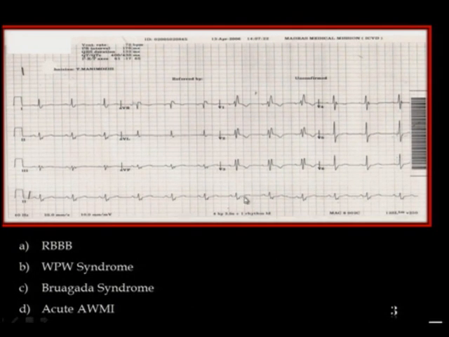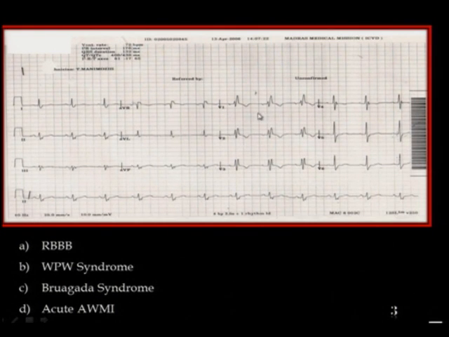It is not WPW syndrome because the PR interval is not short. The initial complexes of the QRS are not slurred. In fact, they are quite sleek, with sharp upstrokes or sharp downstrokes. Delta is absent, PR is within normal limits, so that rules out WPW.